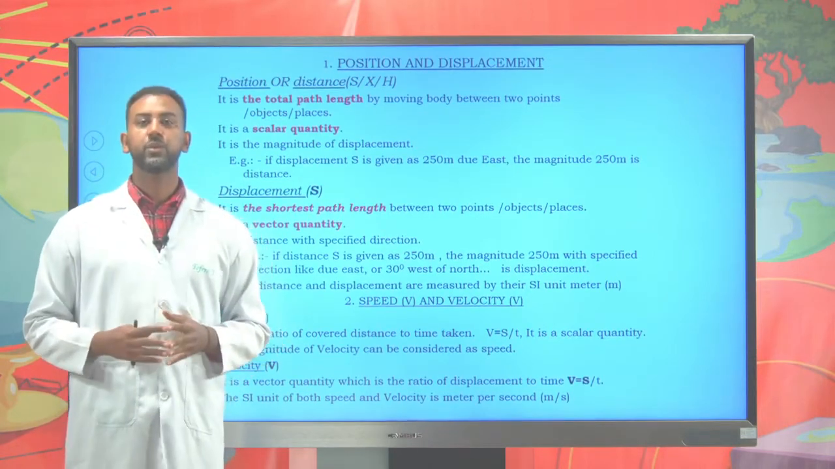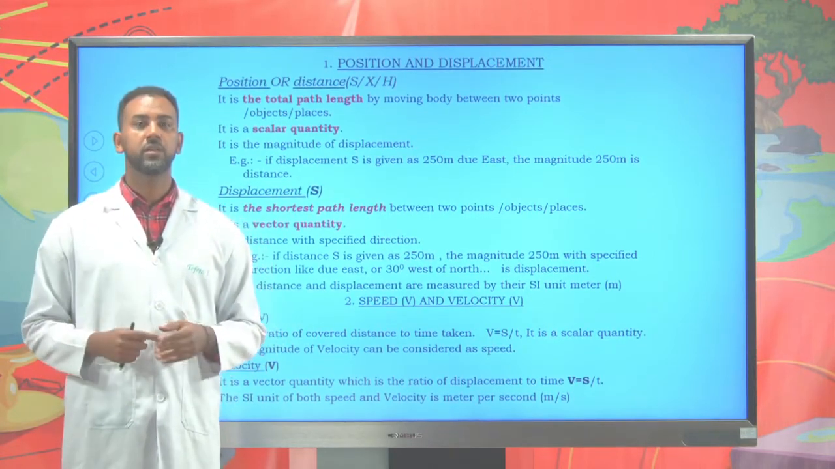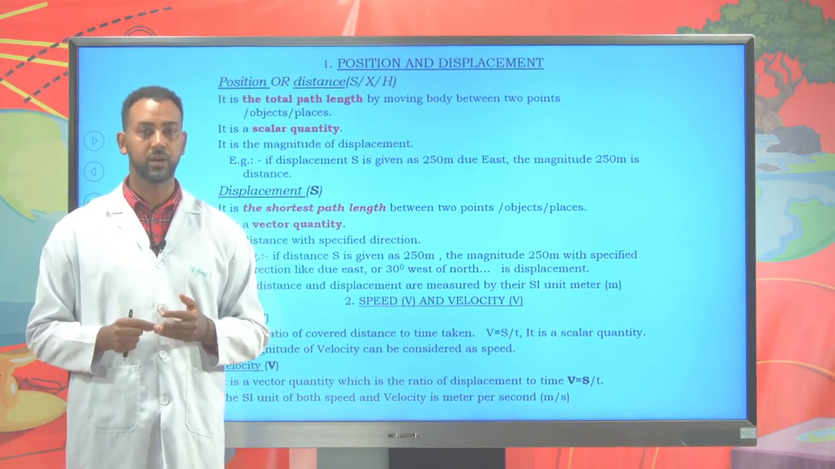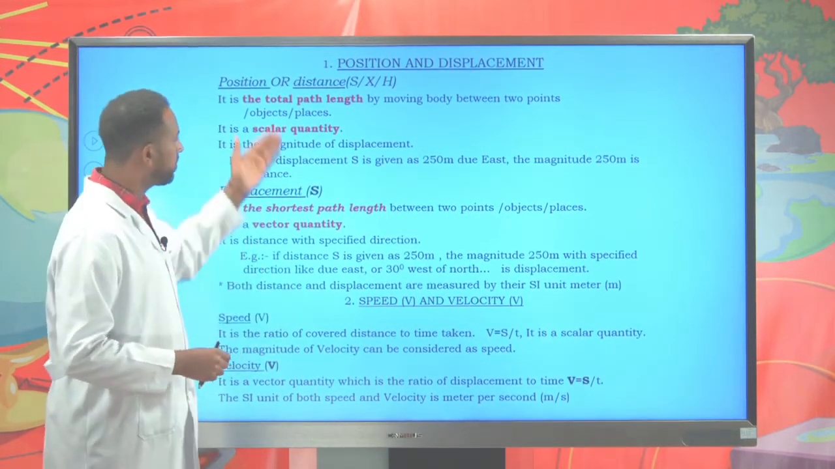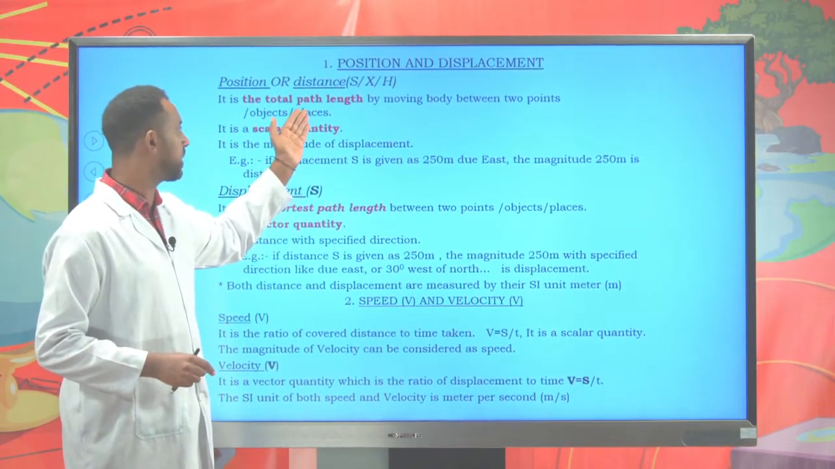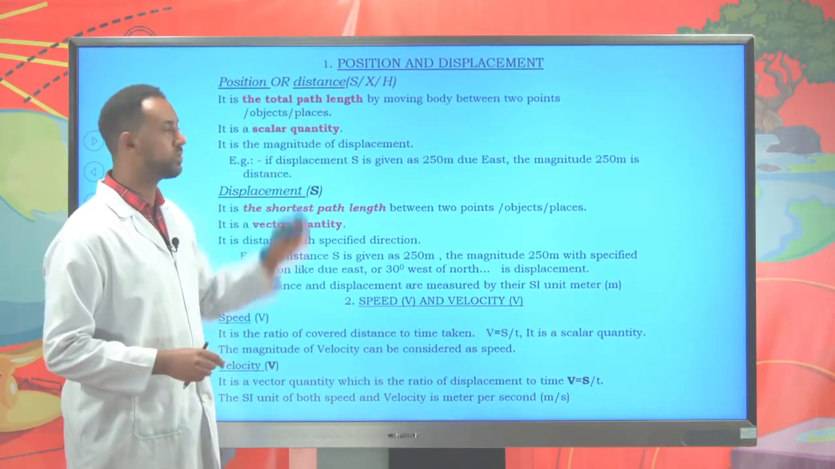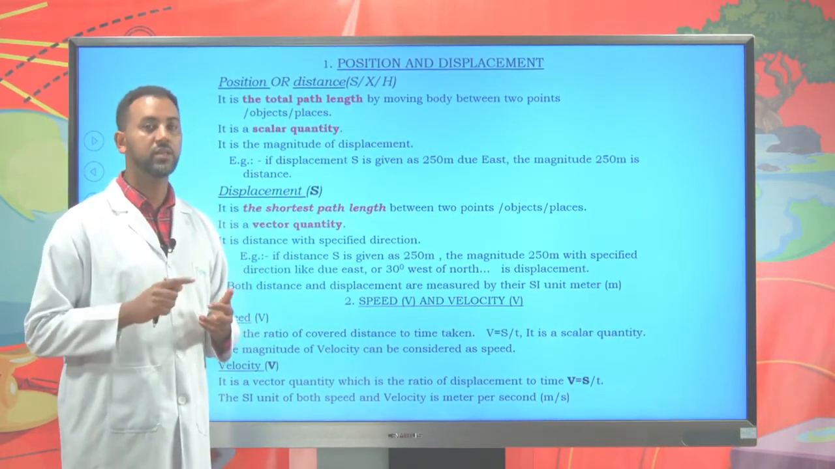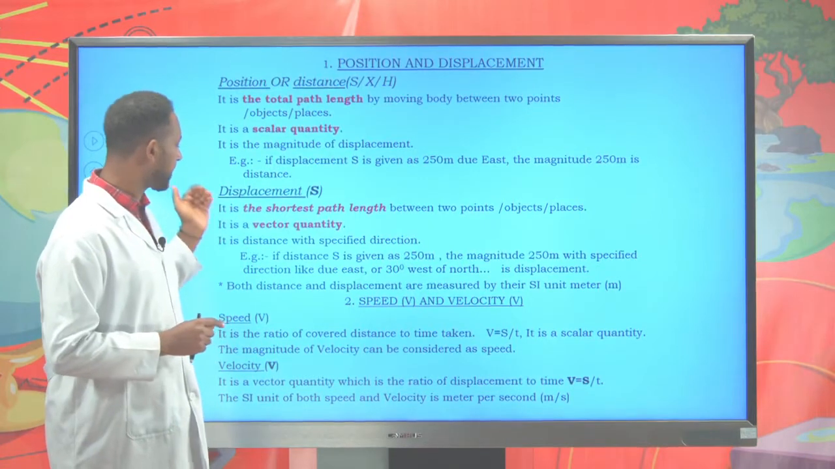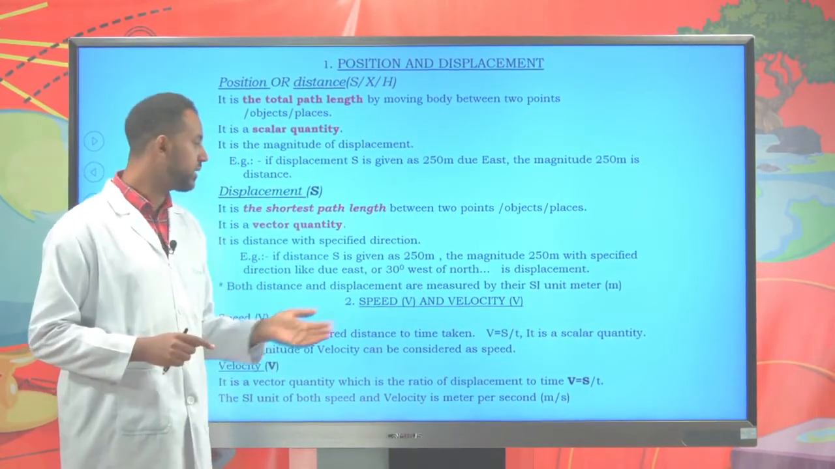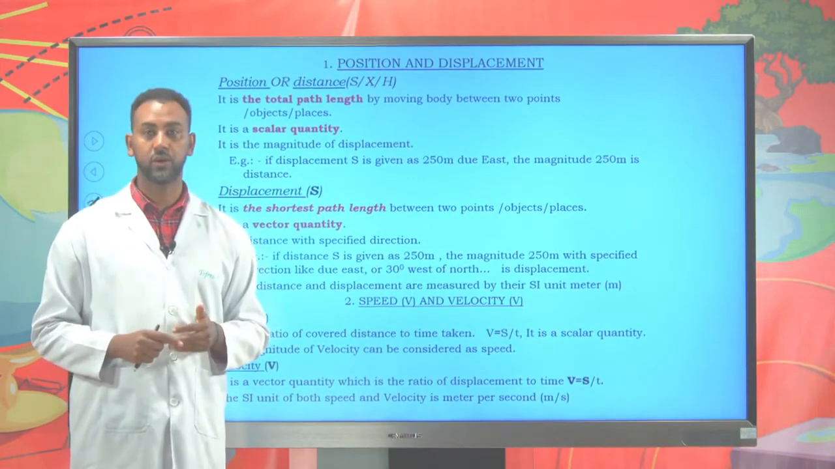And whenever we discuss motion, there are motion variables or parameters, very important motion parameters. These are position and displacement. Position is sometimes also known as distance, or usually we call it distance. Distance and displacement are the two important parameters or variables. The other variables are speed and velocity. We'll see about that, and we'll also see acceleration.